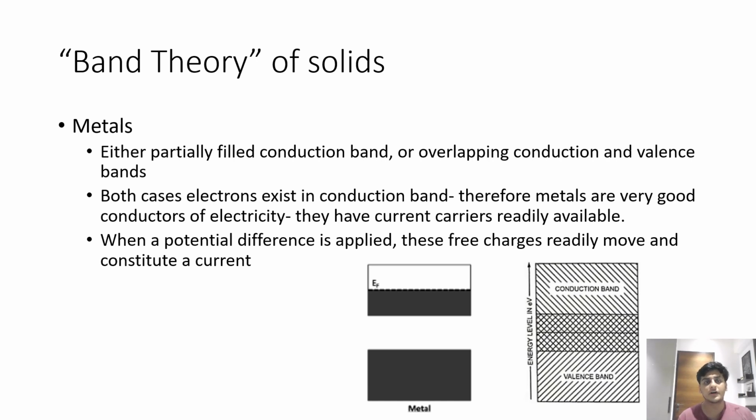According to the band theory of solids, there are two cases when you have metals. Either you have a partially filled conduction band, which is shown in this leftmost figure, or you have what is in this right figure, which is overlap between the conduction and valence band. In both cases, a significant number of electrons are already in the conduction band. What this means is that there are current carriers readily available, which means when you apply a potential difference, these free charges readily move and constitute a current. This is how the band theory of solids goes ahead and tries to explain how metals work.